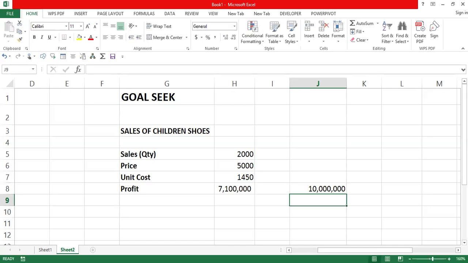Now let me ask you, how can that be realized? We have to increase the price of some of the quantity. Not all the quantity will be sold for 5,000. Some will be higher than that. Some will be sold for 5.5, some 5.3, some 5.6, just to achieve that goal.